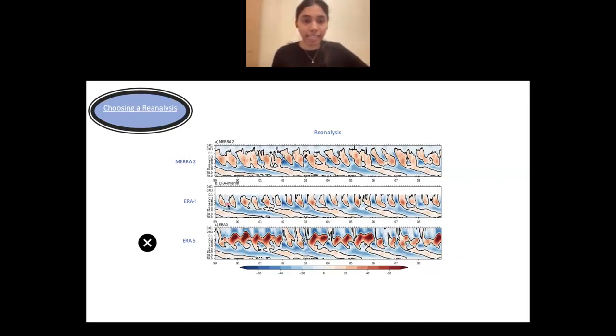But then we have ERA-Interim and MERRA-2, and both of them actually reproduce the semi-annual oscillation pretty well. It has the 6-month periodicity and reasonable magnitudes as we want to see. But in the case of ERA-Interim, one thing is that its model top is 0.1 hectopascal, which is a bit lower than what we have in MERRA-2. But the other thing is that MERRA-2 has longer westerly wind regimes compared to ERA-Interim.